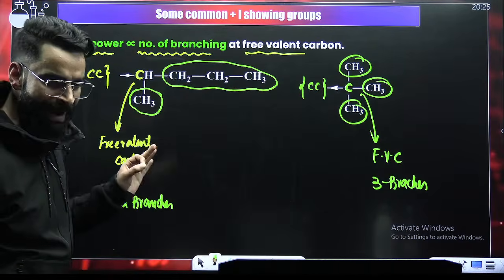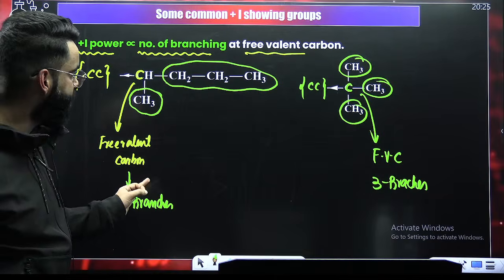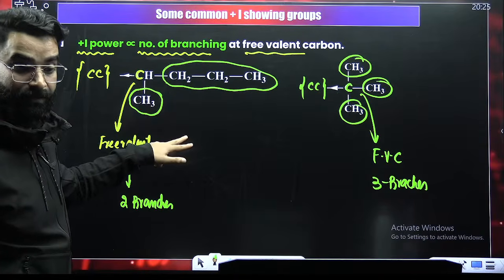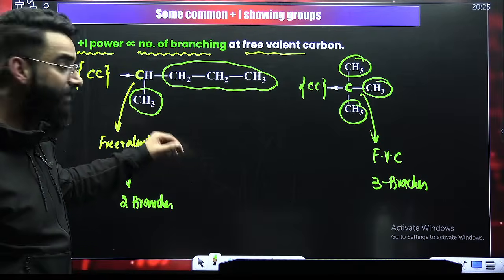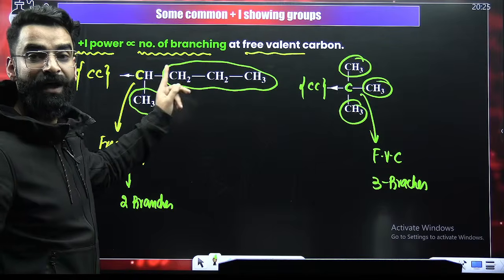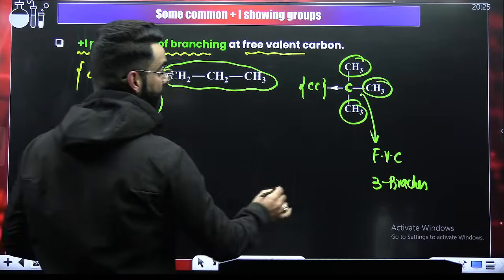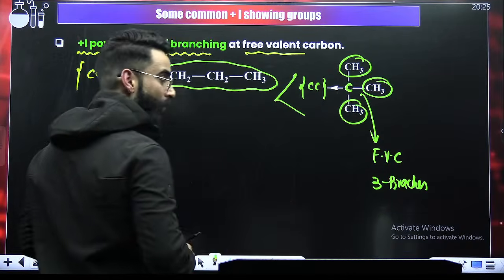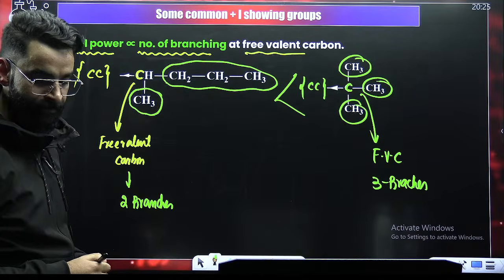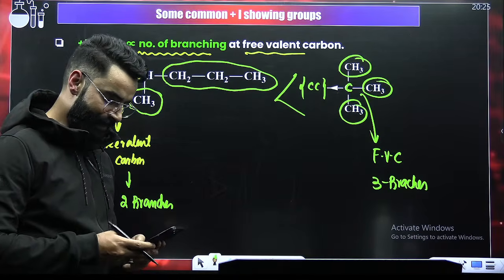Remember, minus I power of that particular group. Sorry, I'm not talking about minus I, I'm talking about plus I right now, because all the alkyl groups show plus I. So plus I power of the group where the free valent carbon has got more branches is always going to be more. So plus I power of this particular group will be more, because at the free valent carbon you have got more branches here. Am I clear with this?